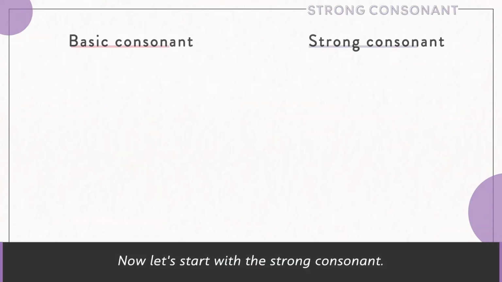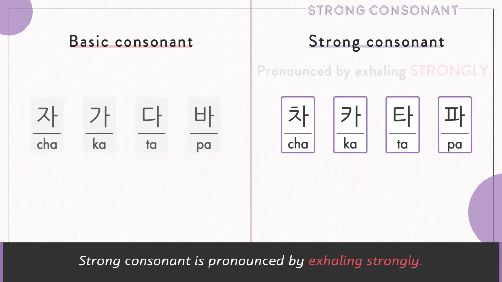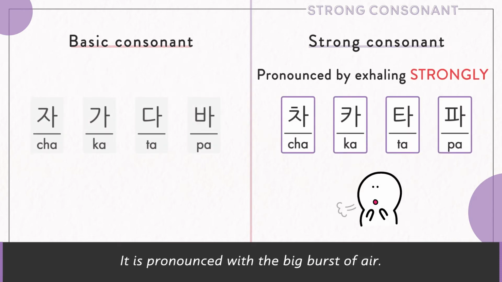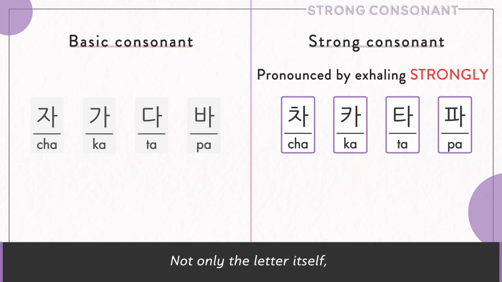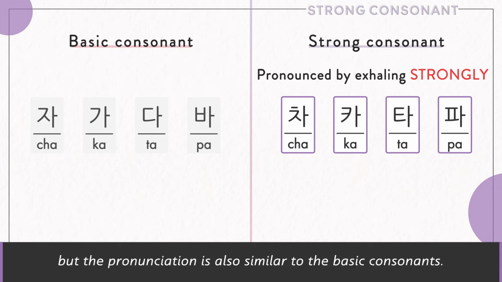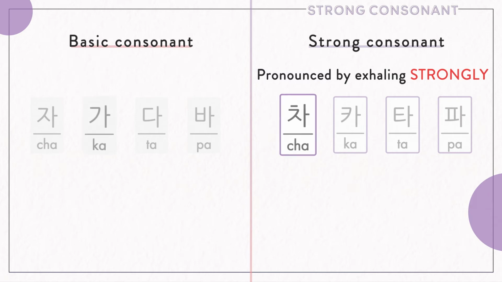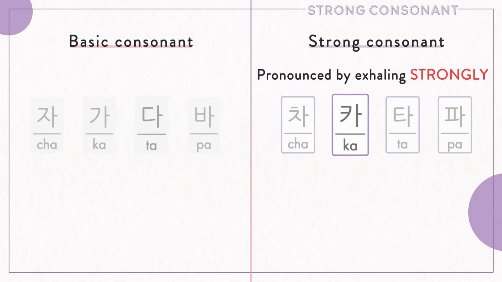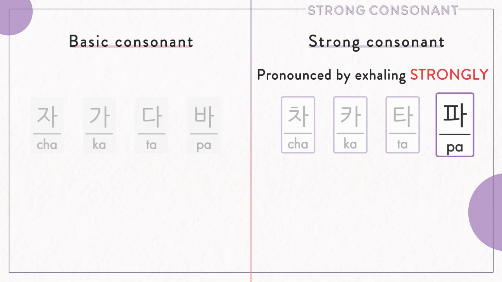Now, let's start with the strong consonants. A strong consonant is pronounced by exhaling strongly. It is pronounced with a big burst of air. These strong consonants look similar to the basic consonants that we learned earlier. Not only the letter itself, but the pronunciation is also similar to the basic consonants. Cha, ka, ta, pa.